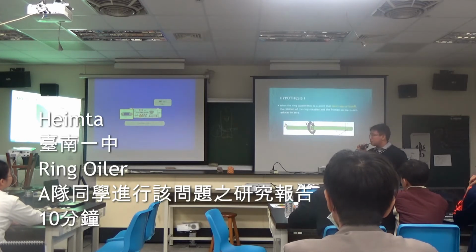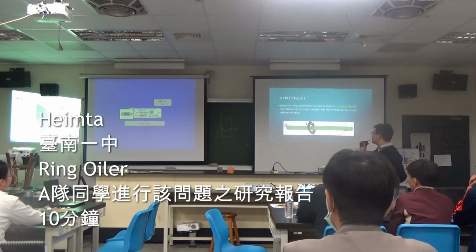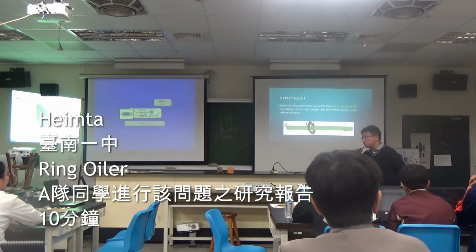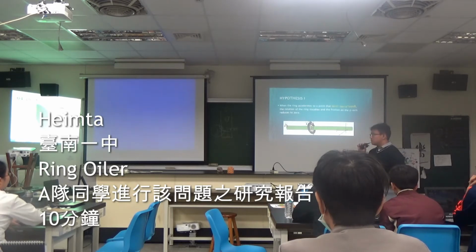So this comes our first hypothesis. When a ring accelerates to a point that omega-1 times r equals omega-2 times 2r times cosine theta, the rotation of the ring steadies and the friction on the z-axis reduces to 0 because of no relative movement.